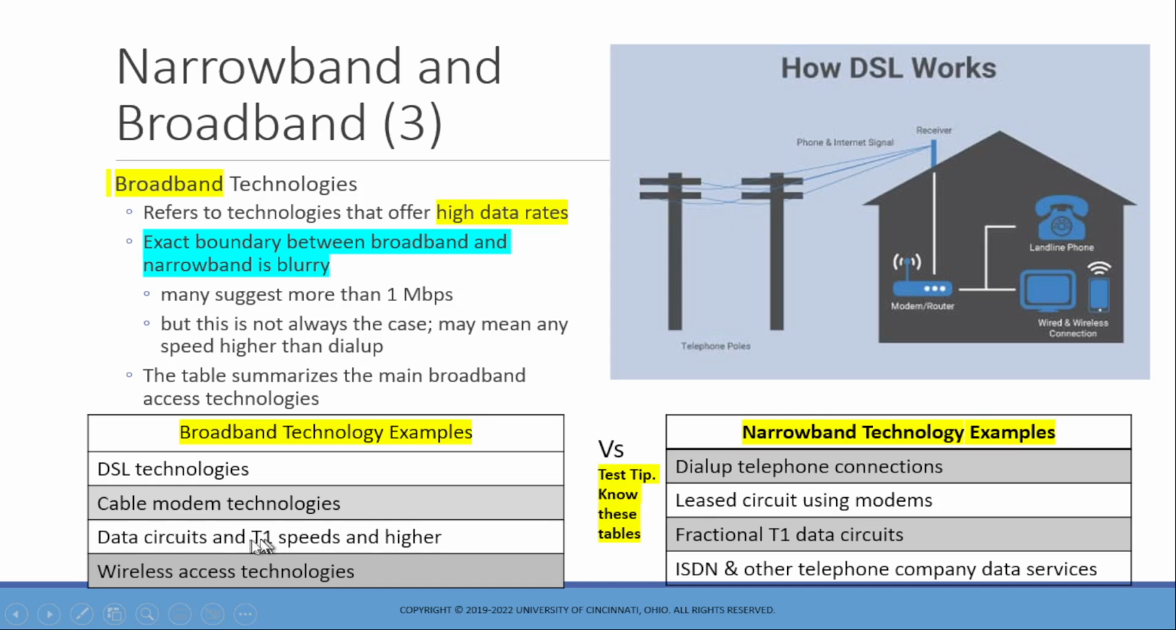I will point out this T1 line here is considered broadband. However, it is possible for companies to lease just a fraction or part of that T1 line. And if it's just a fraction of it, depending on how much it is, it could be considered narrowband.